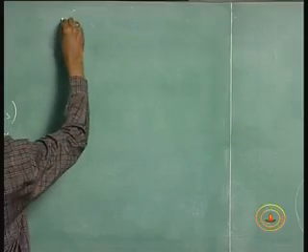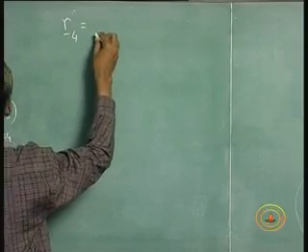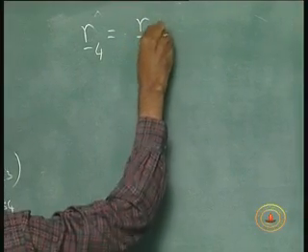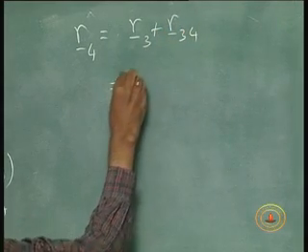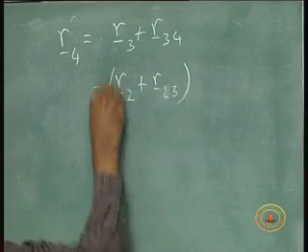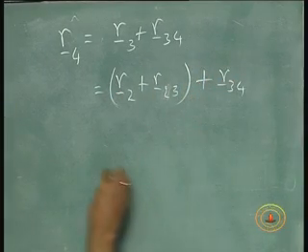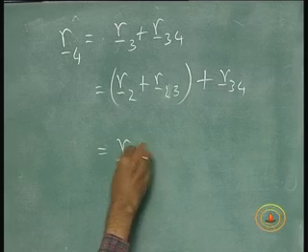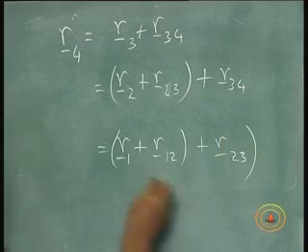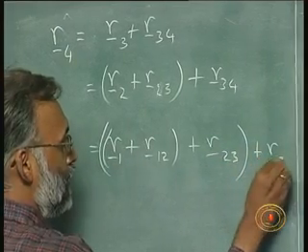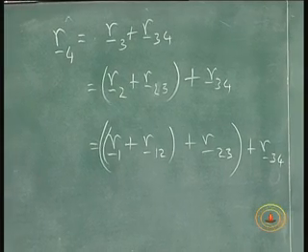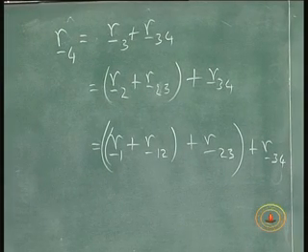So when I do that, I get R4 is equal to (R3 plus R34), ((R2 plus R23) plus R34), (((R1 plus R12) plus R23) plus R34). I have put brackets because that is how I have defined these quantities.